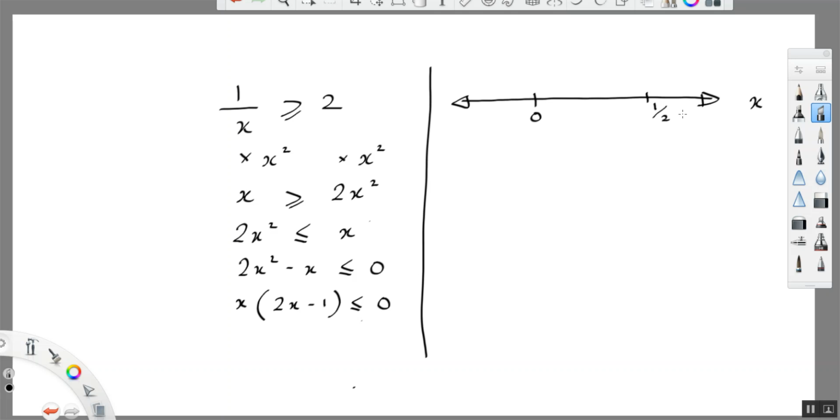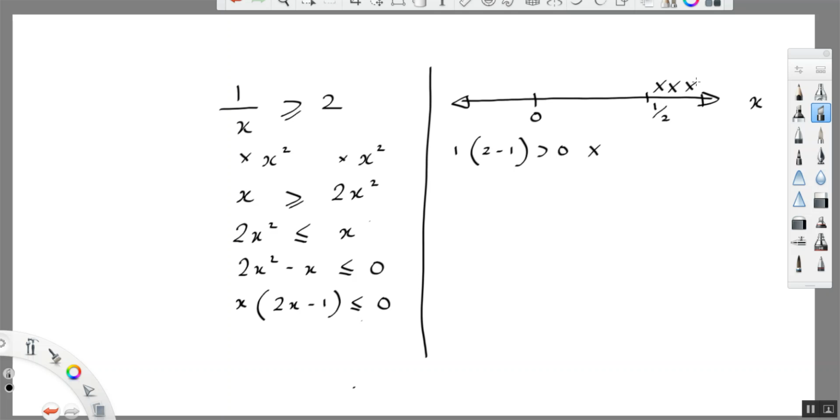Let's test one to the right of x equals a half. I might as well try x equals 1. When I put in x equals 1, I get 1 times (2 times 1 minus 1), which is 1 times 1, and that's greater than 0. So that is no good. All this region here, no good.